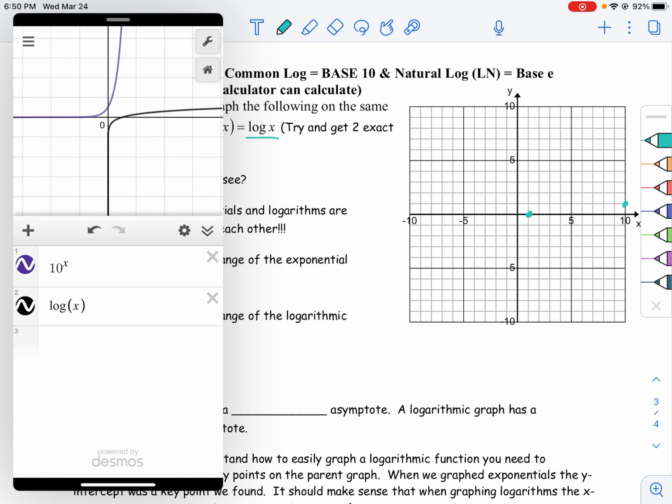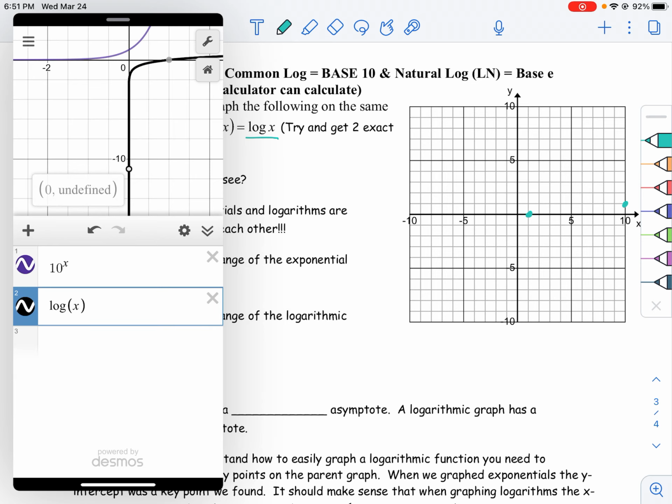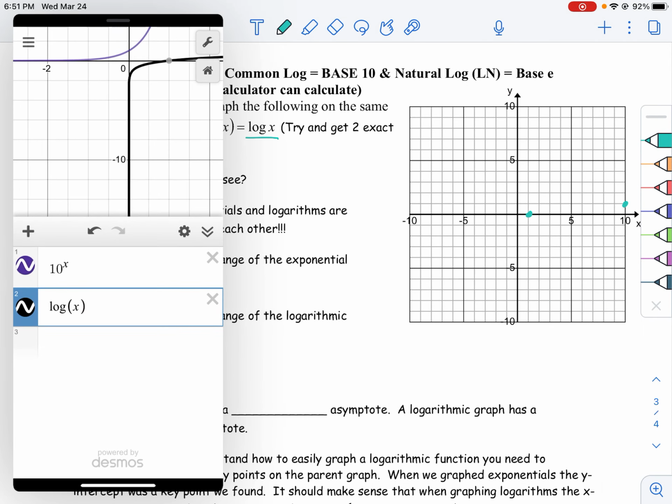Let's see if we zoom in. Zoom in a little bit. Let's see what it counts by now. So check that out, it says 0 is undefined, so it never can hit 0. That means this graph is going to go like this. So that's what our log graph will look like. There we go, that's log.